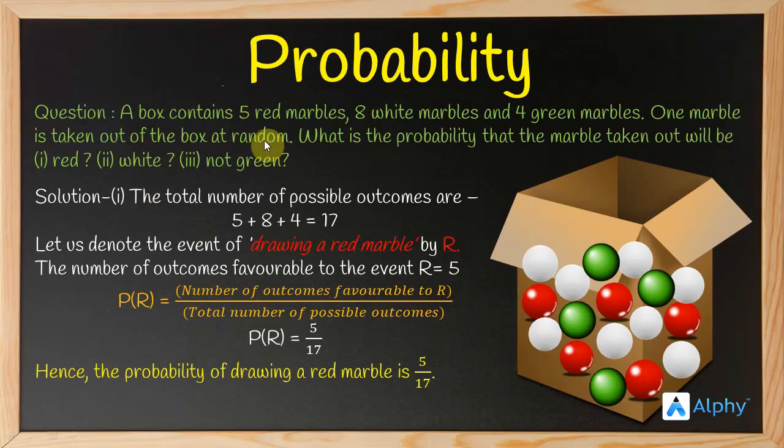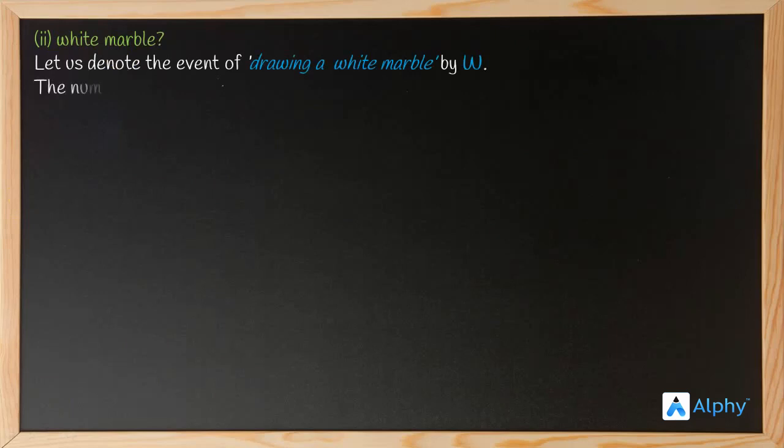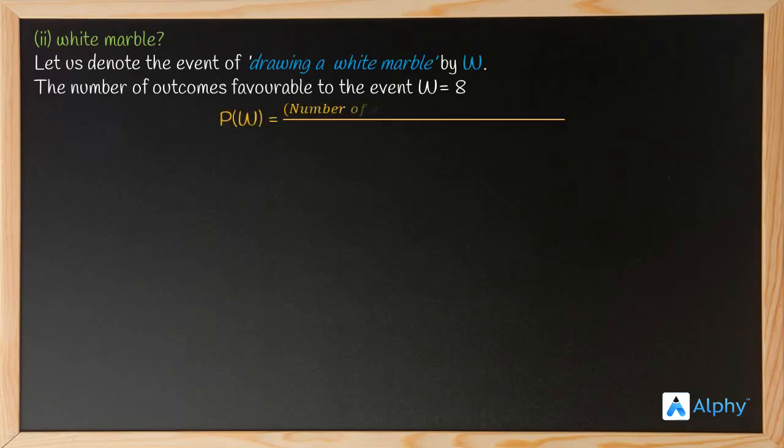Moving on to the second part, where we have to find the probability that the marble taken out is white. Here we have to find the probability of drawing a white marble. Let us denote the event of drawing a white marble by W. Let's write our favorable outcomes. The number of outcomes favorable to the event W will be 8, which is the number of white marbles present in the box. The formula for probability will be P of W is equal to number of outcomes favorable to W by total number of possible outcomes.